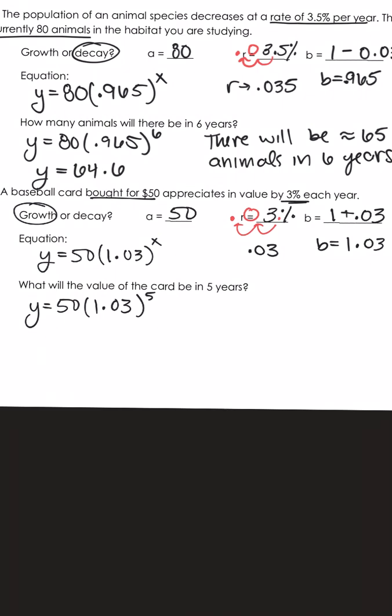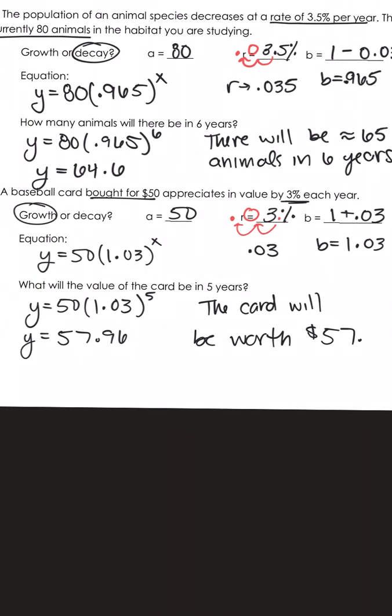I get 57.963737. It goes on for a while. But I know I'm talking about money because it's the value of a baseball card. So I can say the card will be worth $57.96.